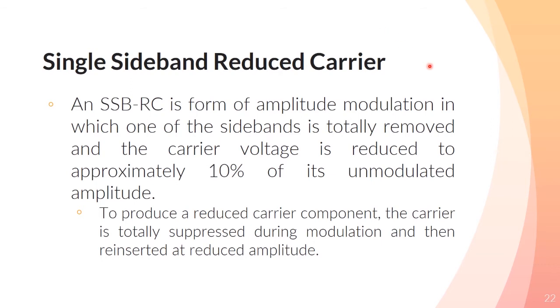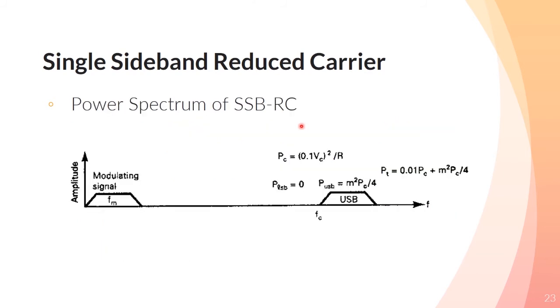SSBRC requires half as much bandwidth as conventional AM, and because the carrier is transmitted at a reduced level, it also conserves considerable power. In single sideband reduced carrier, the sideband power constitutes almost 100% of the transmitted power.